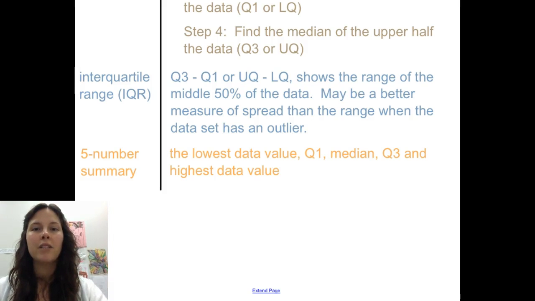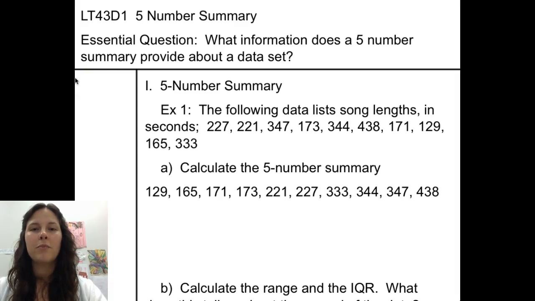Finally, we have a 5-number summary. These are the 5 values that we put on our graph when we're creating a box plot. There's the minimum, the 3 quartiles, and the maximum data value. Today we're just going to practice finding that 5-number summary, so we'll start by finding the quartiles.